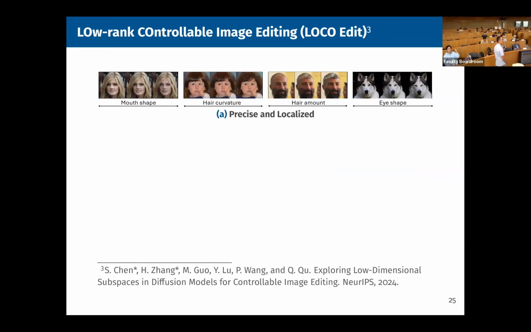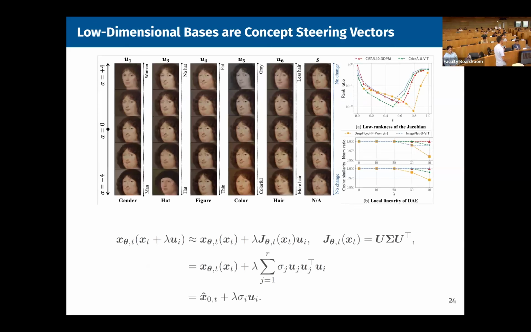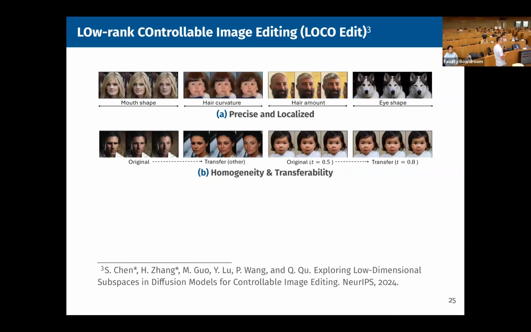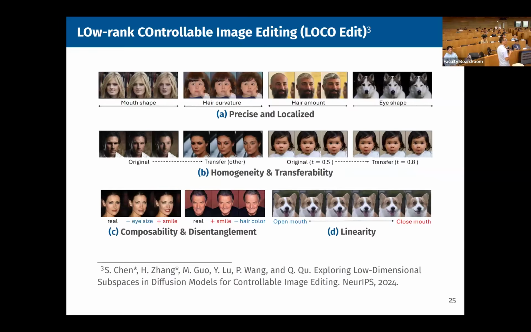And moreover, if you look at the components, right, they are orthogonal to each other. So the attributes actually are disentangled. So actually you can do compositional editing and combine two editing directions together. Actually, you can simultaneously change the eye size and the smile without disturbing other parts of the image, right?